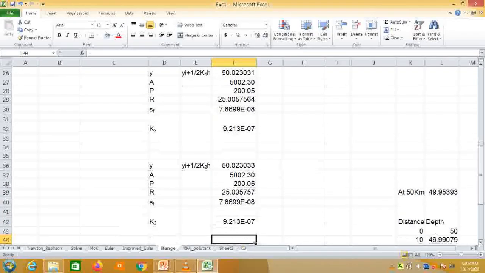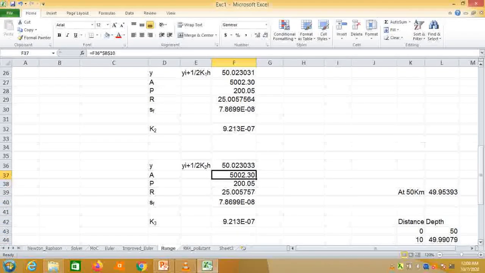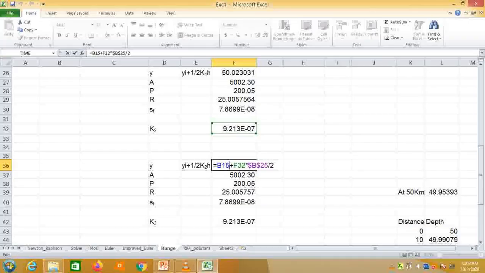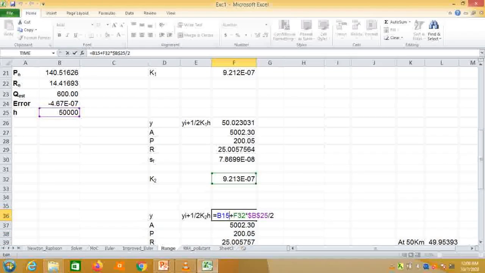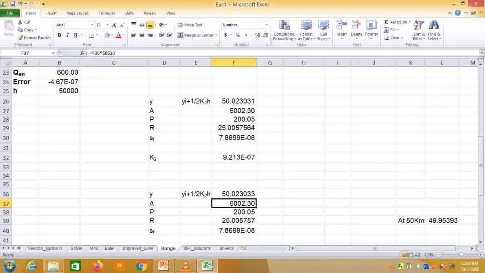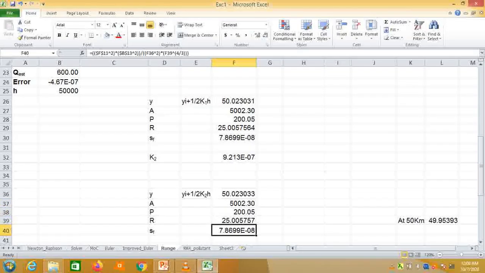we're going to calculate first y, which is y initial, which is 50 meters, plus K2 times h, at 50 kilometers actually, over 2. So that's y. Using this value of y, you just calculate A, you just calculate P, you just calculate R, and then you just calculate SF. SF would need the R, which is calculated here, and the y is calculated here.